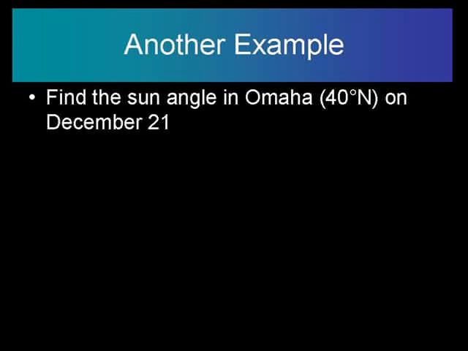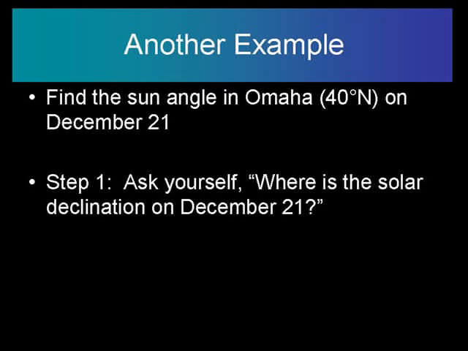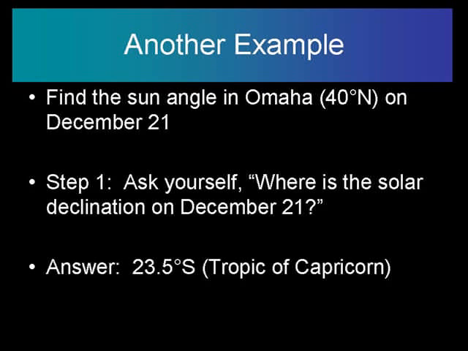Let's do another example just to make the point clear as to how this is all done. Let's find this noon sun angle in Omaha, which again we'll say is 40 degrees north, on December 21st. Okay, simple 3-step process. Firstly, ask yourself where the solar declination is on December 21st. December 21st is the December solstice. The sun is at the Tropic of Capricorn on that day, so the solar declination is at the Tropic of Capricorn, which is 23.5 degrees south.